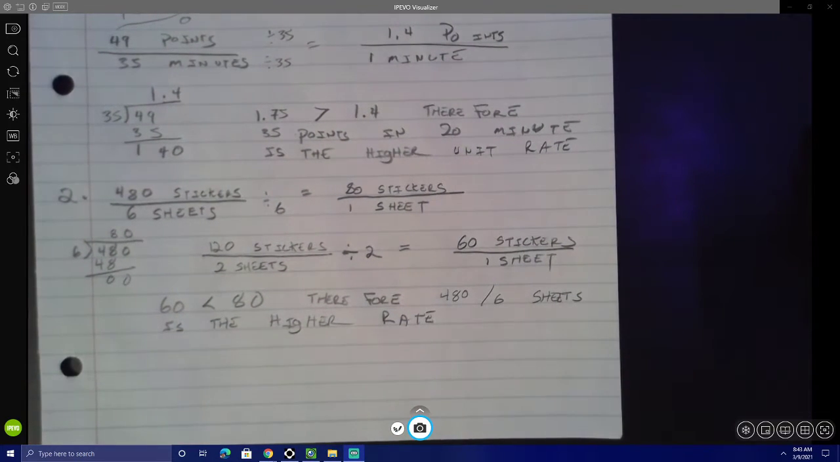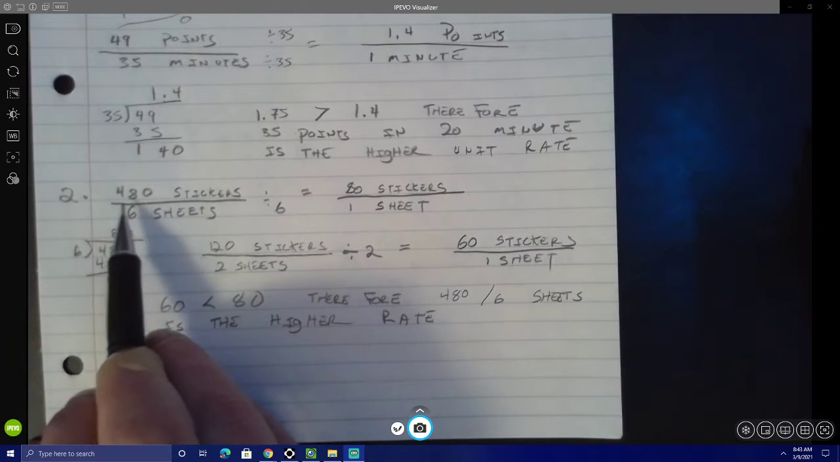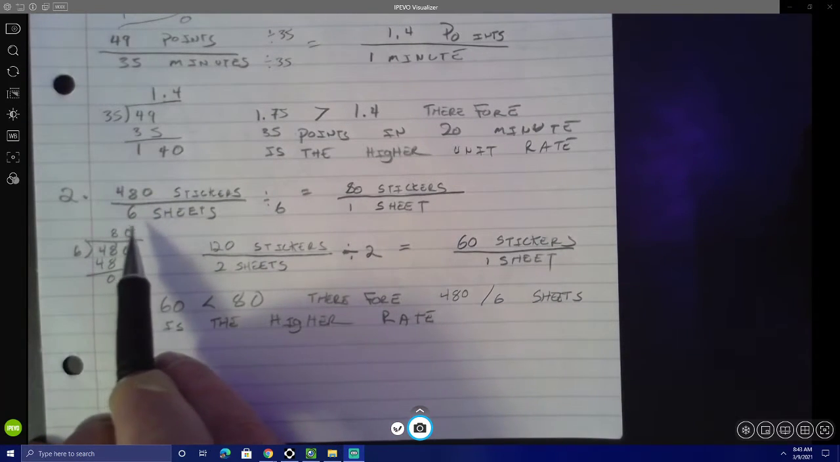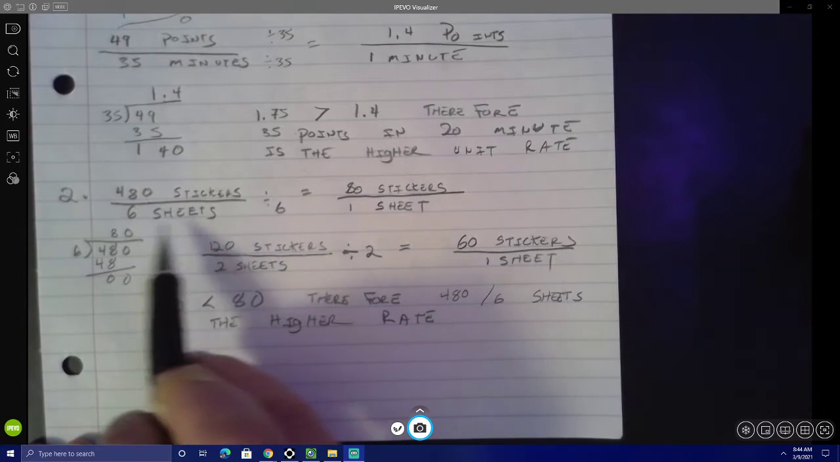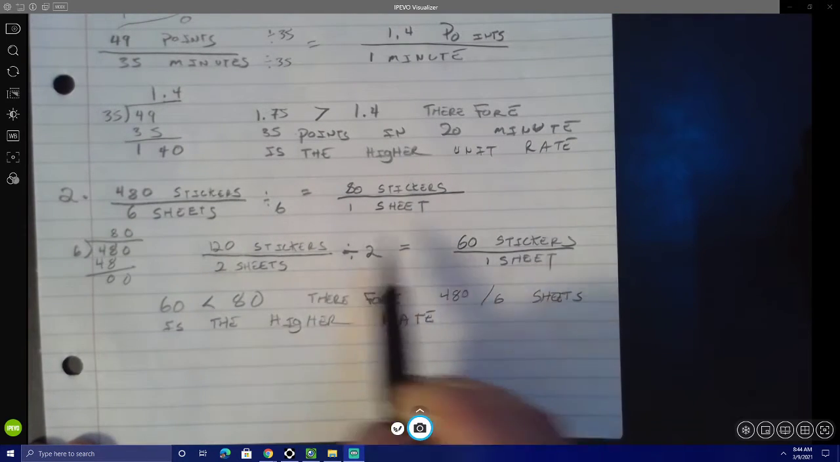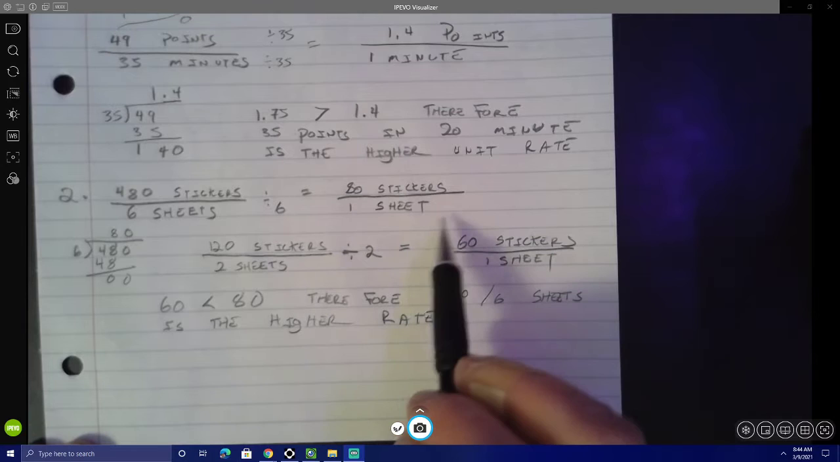For the second problem, we were finding the unit rate of the amount of stickers per sticker sheets. The first one we are given is 480 stickers for every 6 sheets of stickers. So to find the unit rate here, I had to divide both the top and the bottom by the denominator of 6. 6 divided by 6 equals 1 sheet.